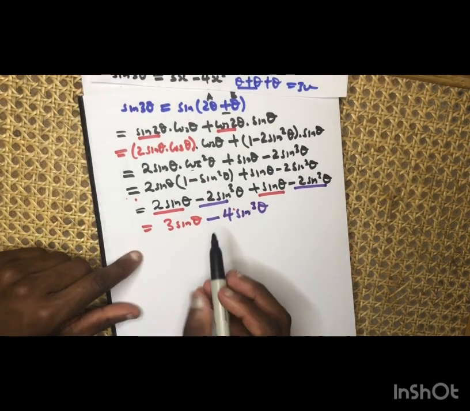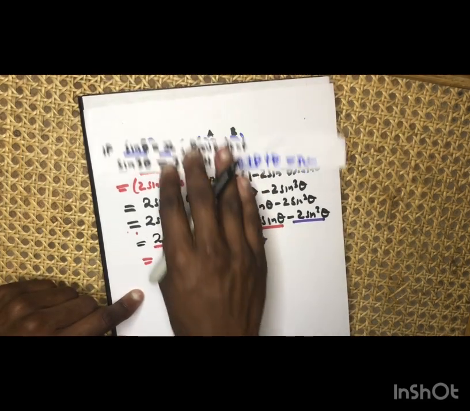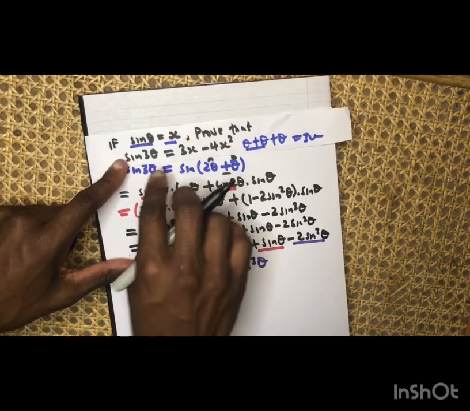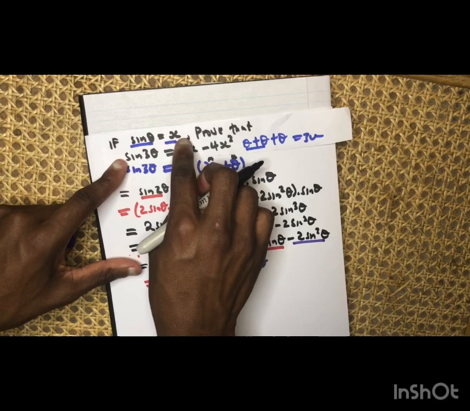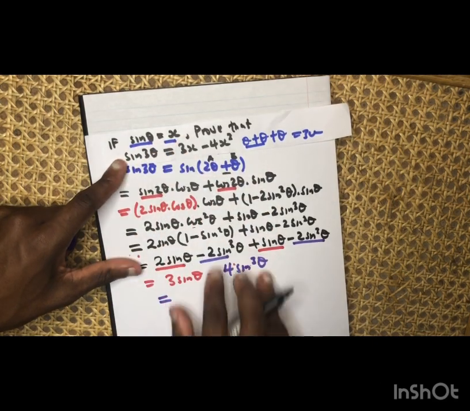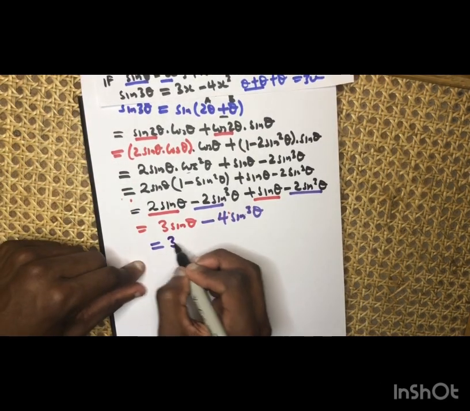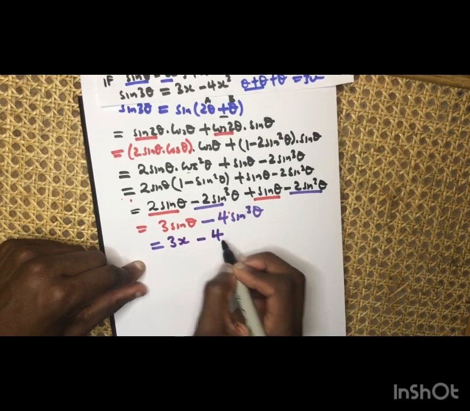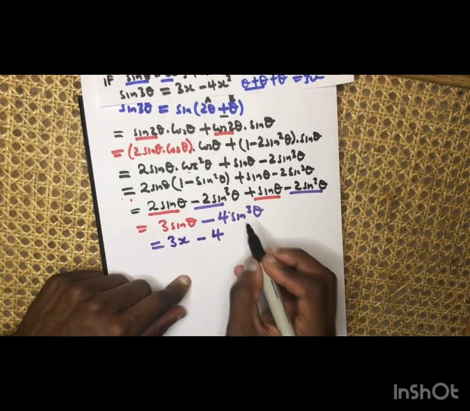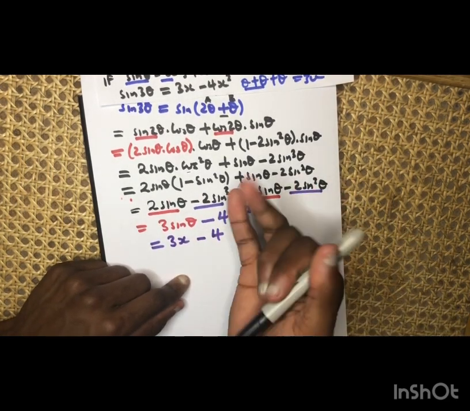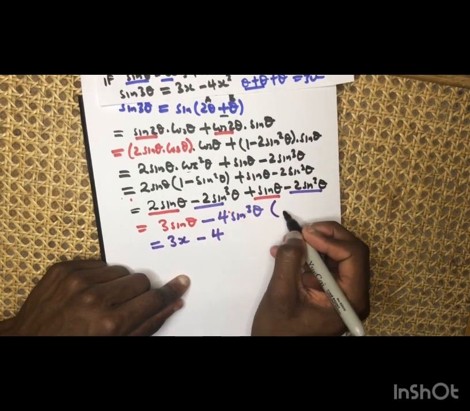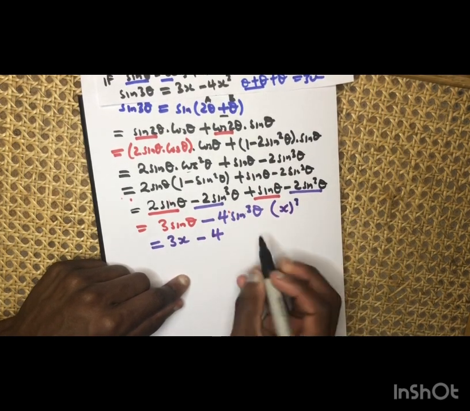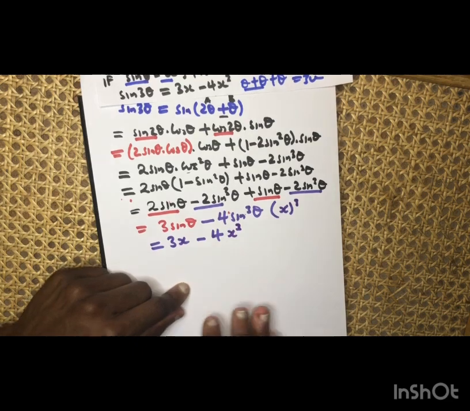But we were given that sine theta is equal to x. So in place of sine, I'm going to put x. So I'm going to have 3x minus 4. Remember, this is sine theta times sine theta times sine theta, which is the same as x raised by 3, which is x to the power 3.